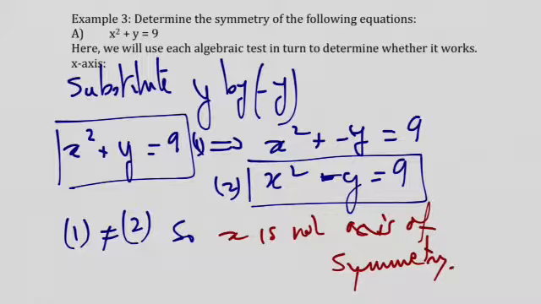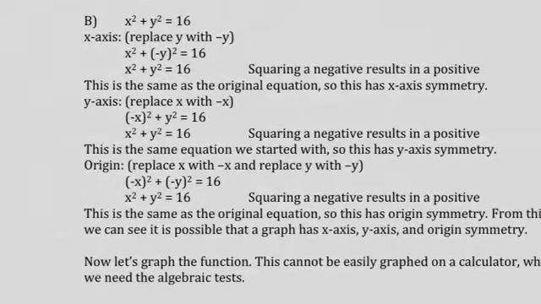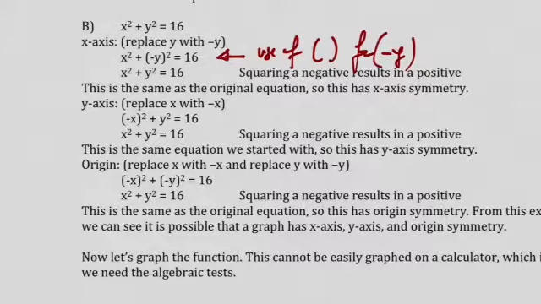Now, let's focus on B. Well, B, as you can see, is already done. If you take a look at it, you substitute y by minus y. Pay attention that we use parentheses for minus y. And when you square minus y, you end up with exactly the same equation. The equation right here is exactly the same as the equation right there. So x is the axis of symmetry.